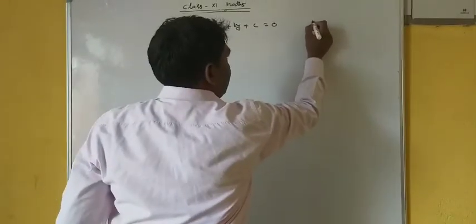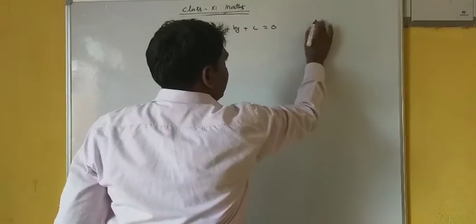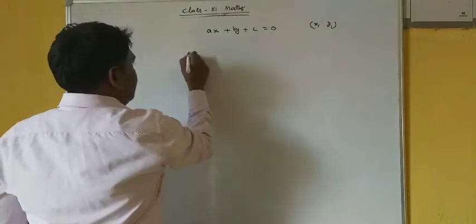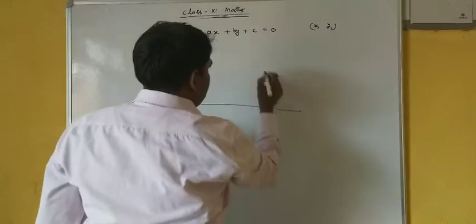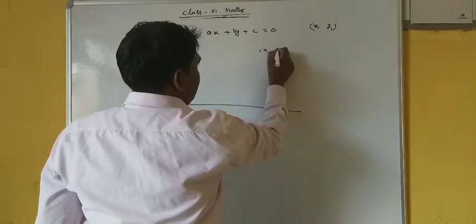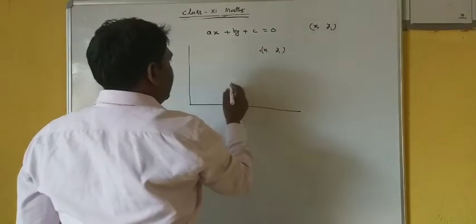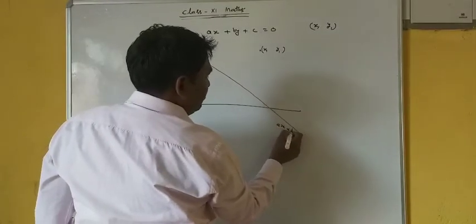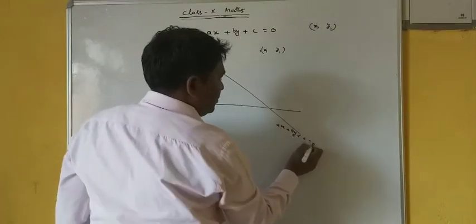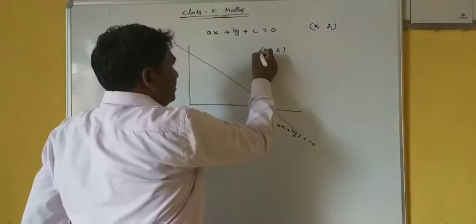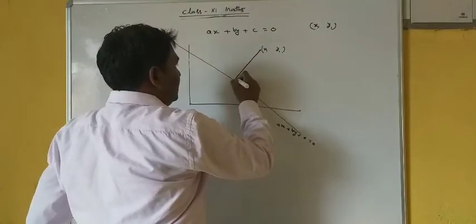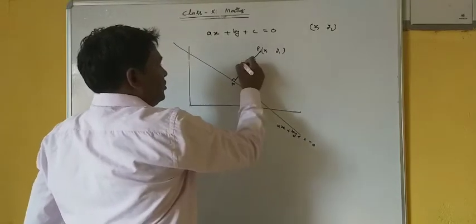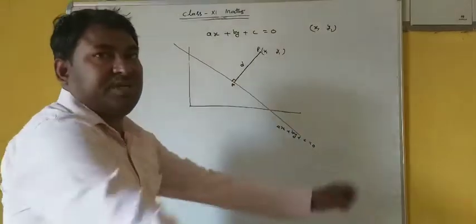And let (h, k) or (x1, y1) be a point anywhere, suppose (x1, y1) is a point here and there is a line, ax plus by plus c is equal to 0. Then the perpendicular distance, let it be from P to M, let this perpendicular distance be d.